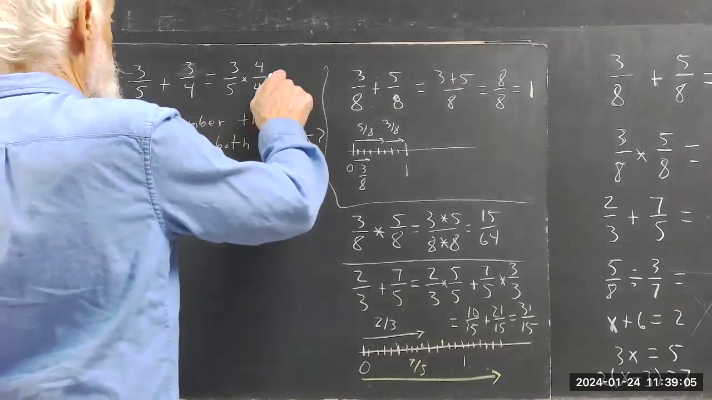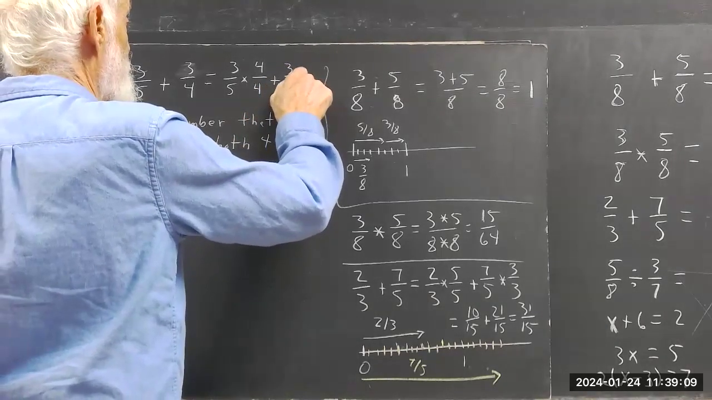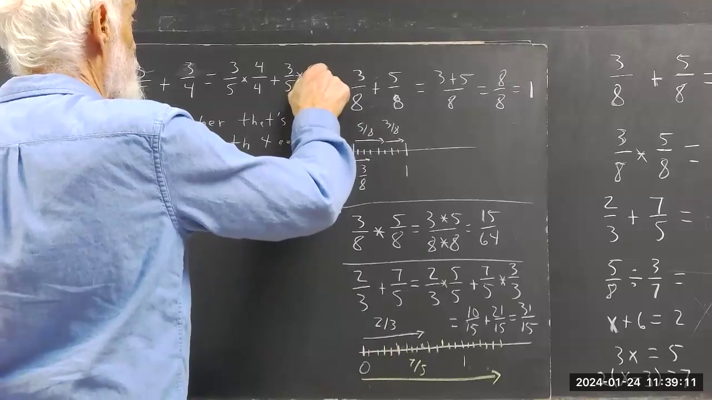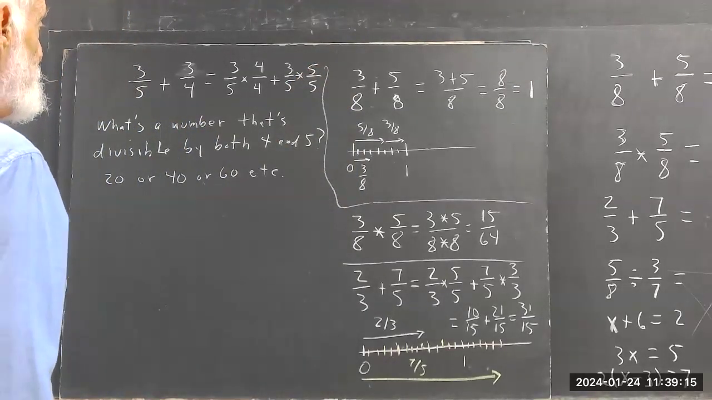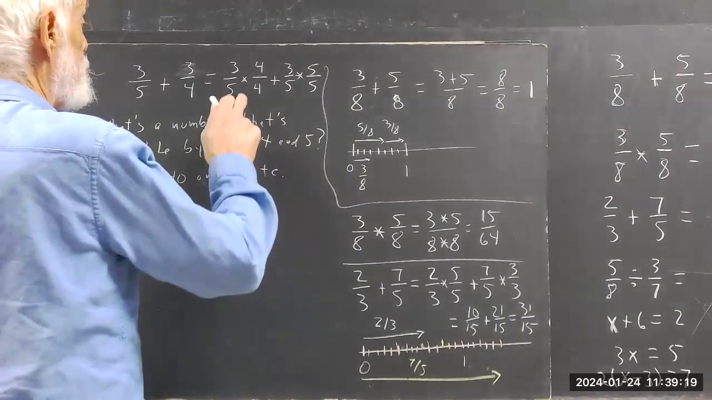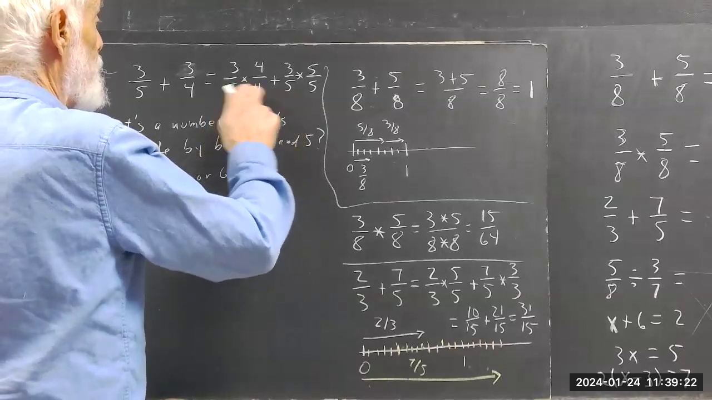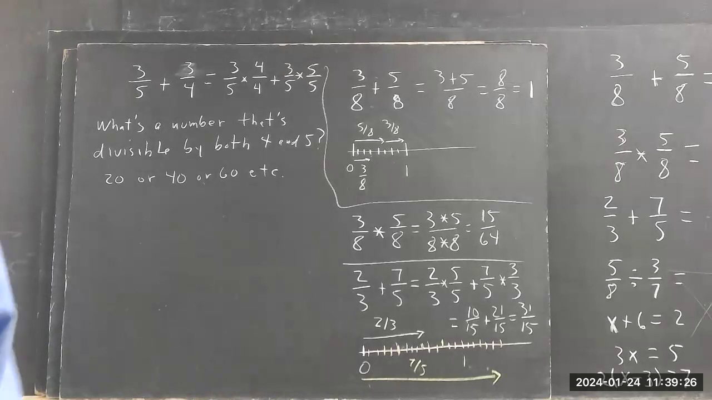Okay. And then 3/4, we multiply by 5/5. Okay. And the rest is easy. So go ahead and multiply these out and then add them. See what you got.